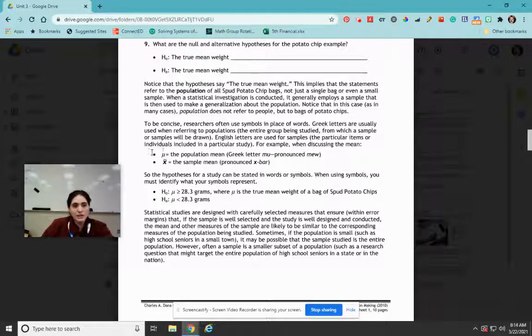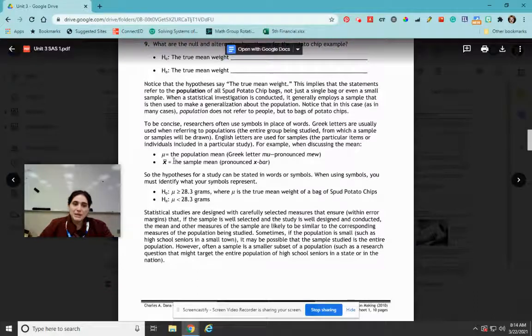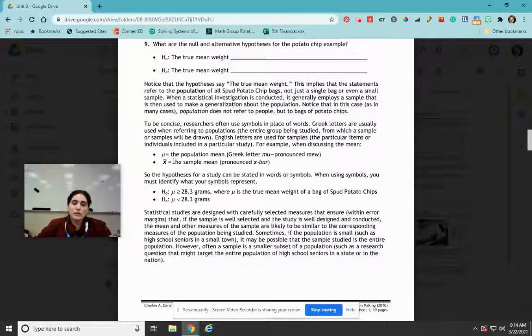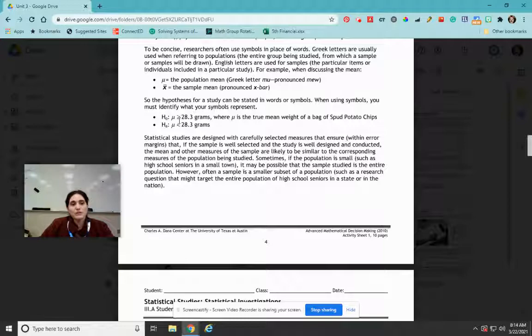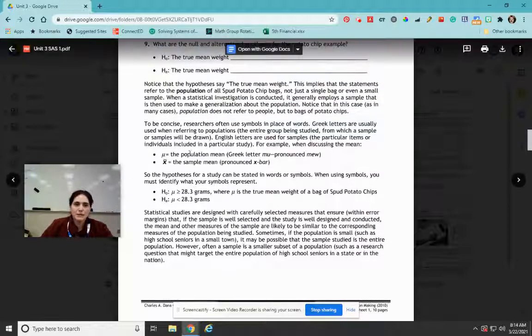So this mu is the average of the entire population, the entire big giant group. X bar is the mean of just the smaller group, like the sample that you took. So make sure you pay attention when they're saying that. You'll see down in your worksheet, so this is mu greater than or equal to. That just means the population mean?